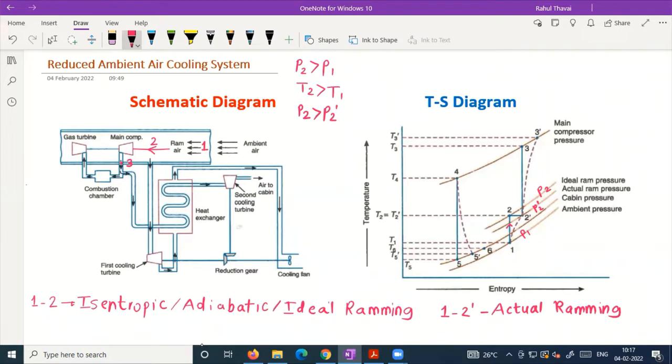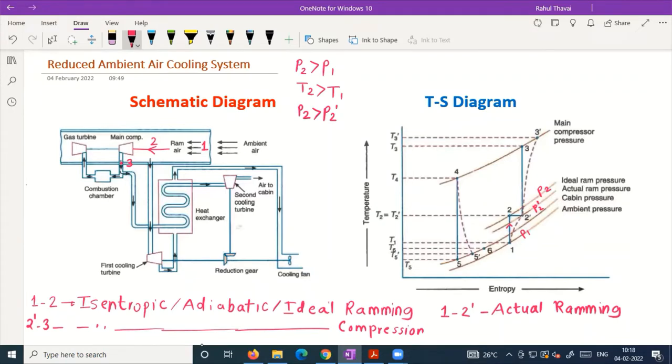Now let us go to the next, that is 2 to 3. It's a compressor. The process 2 to 3 occurs in a compressor. So obviously in a compressor, there will be isentropic or adiabatic or ideal compression. So I'll mention here, 2 to 3 is isentropic or adiabatic or ideal compression. Sorry, 2 dash to 3. You can see that 2 dash to 3 is an isentropic or adiabatic or ideal compression.